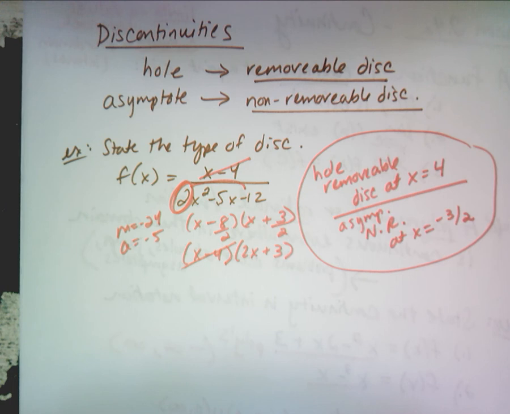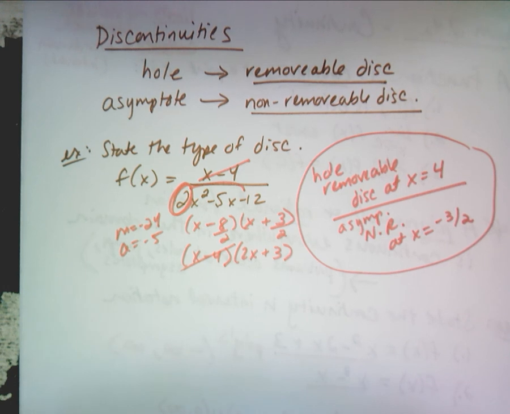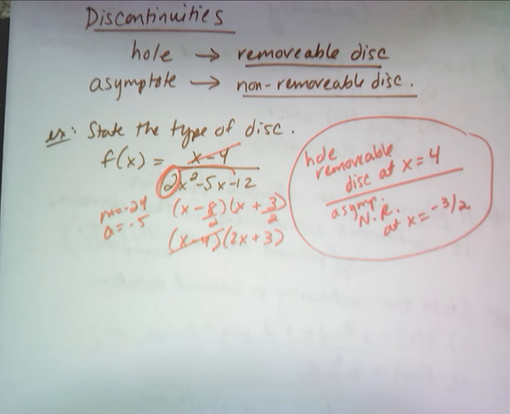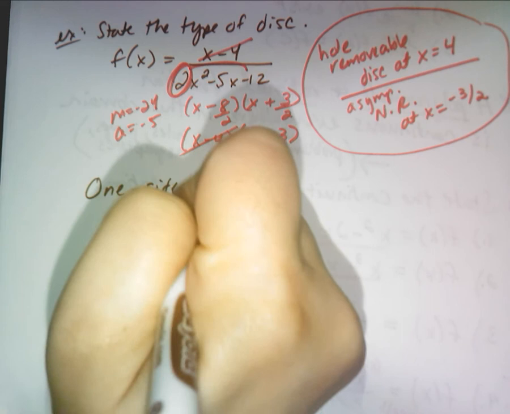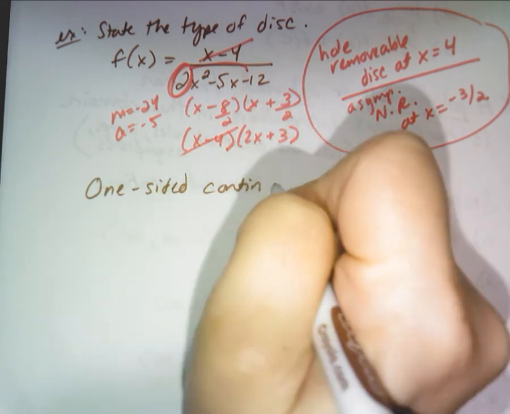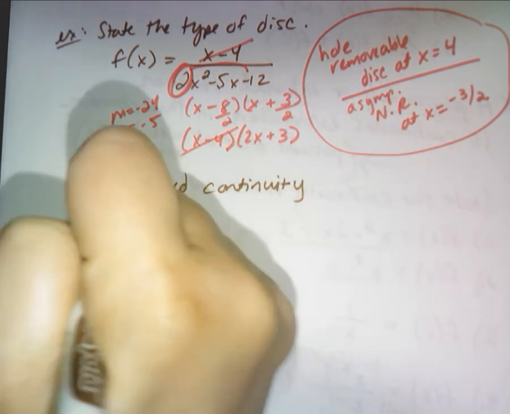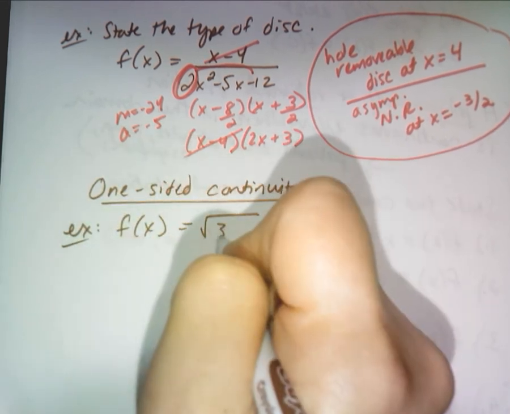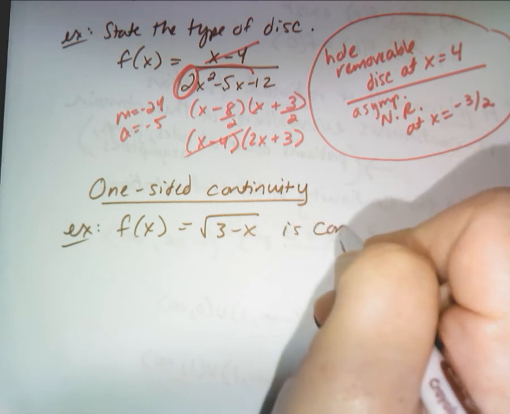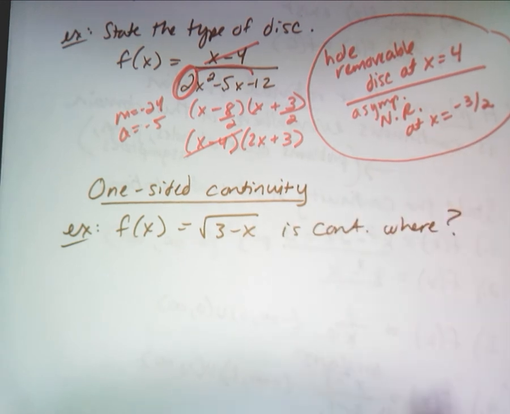That'll say, tell me what discontinuity it has. Okay, removable, hole, non-removable, asymptote. All right, then just some other types of discontinuities here. You have what's called a one-sided continuity. Let me give you an example of that one. F of x equals the square root of 3 minus x is continuous where? And then I'll do another one in a minute. And we're actually almost done.